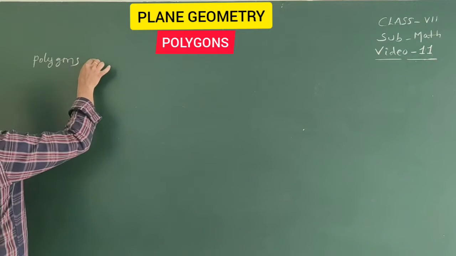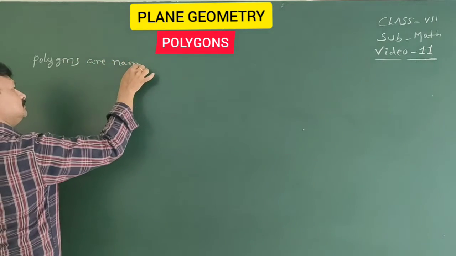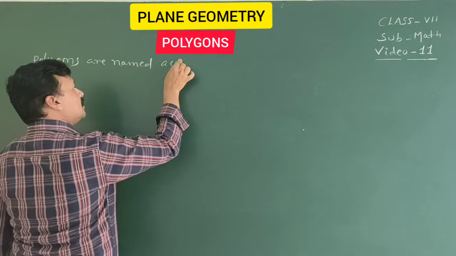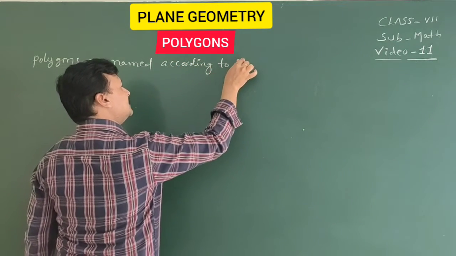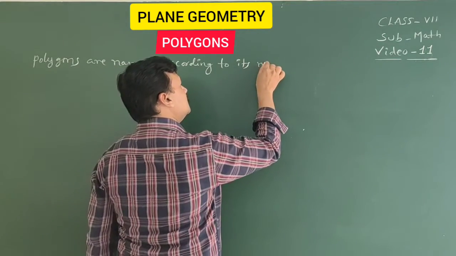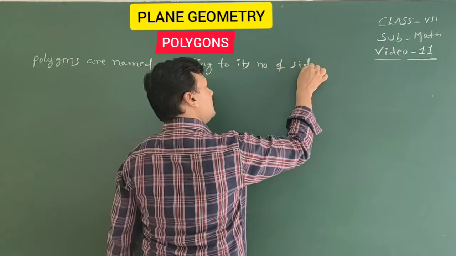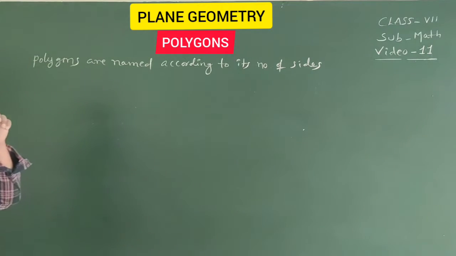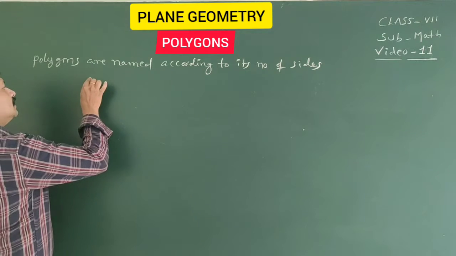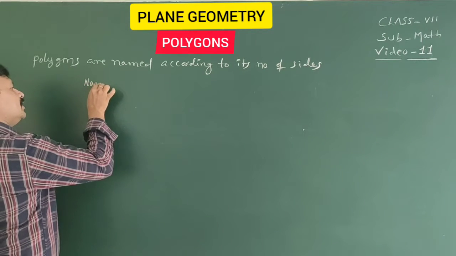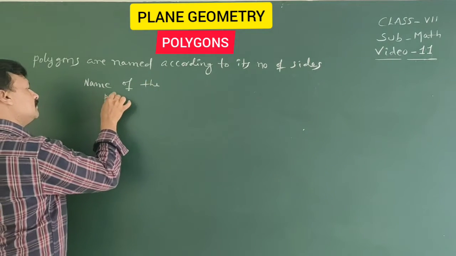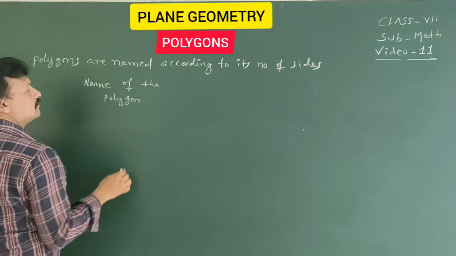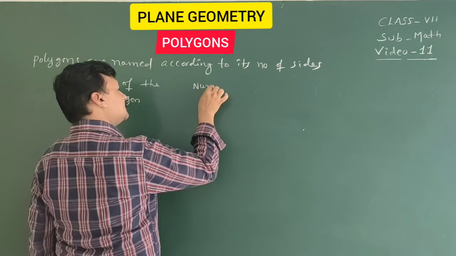Polygons are named according to their number of sides. Naming the polygon, here, is based on the number of sides.